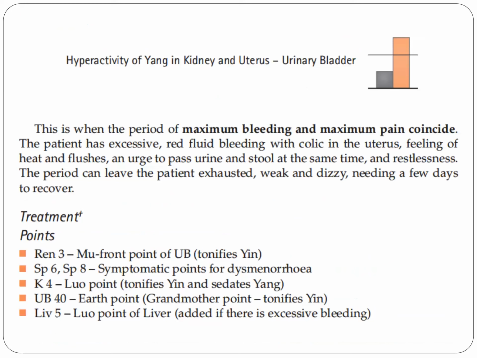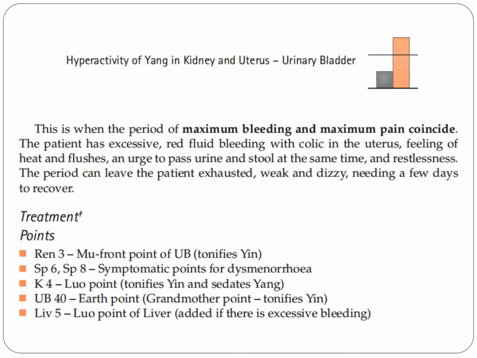So next is hyperactivity of the yang in kidney and uterus, the urinary bladder. This is when the period of maximum bleeding and maximum pain coincide. The patient has excessive red fluid bleeding with colic in the uterus, feeling of heat and flushes, an urge to pass urine and stool at the same time, and restlessness. The period can leave the patient exhausted, weak and dizzy, needing a few days to recover.